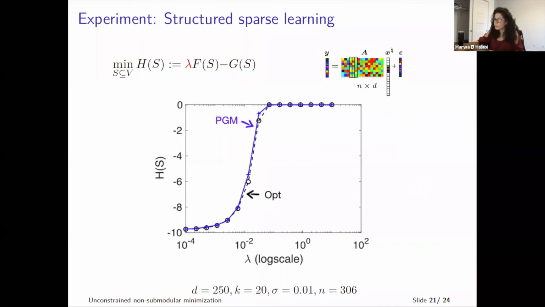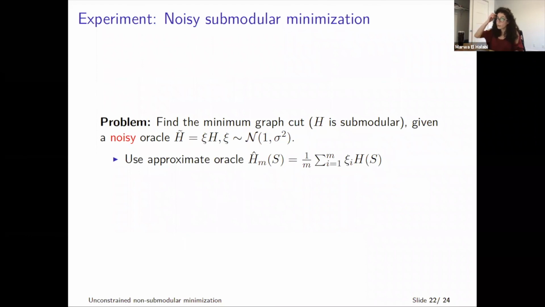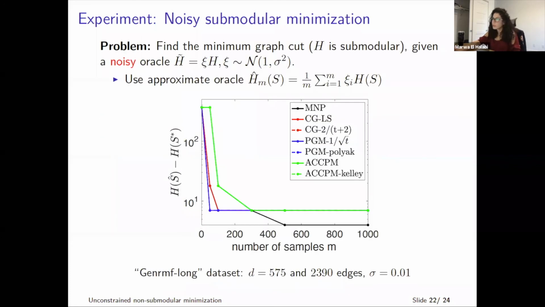Okay, and then if we now go to the other numerical example, in this case I'm going to consider a problem where the function is submodular, but now we have some noise, and in particular, multiplicative noise, which is Gaussian, with some variance sigma square, okay? To construct the approximate oracle, I'm just going to sample m samples and average the result, and plug in this approximate oracle into the projected gradient method.